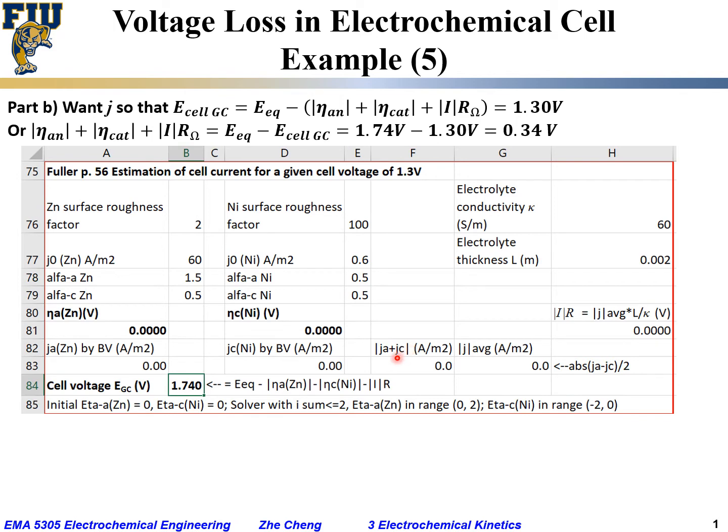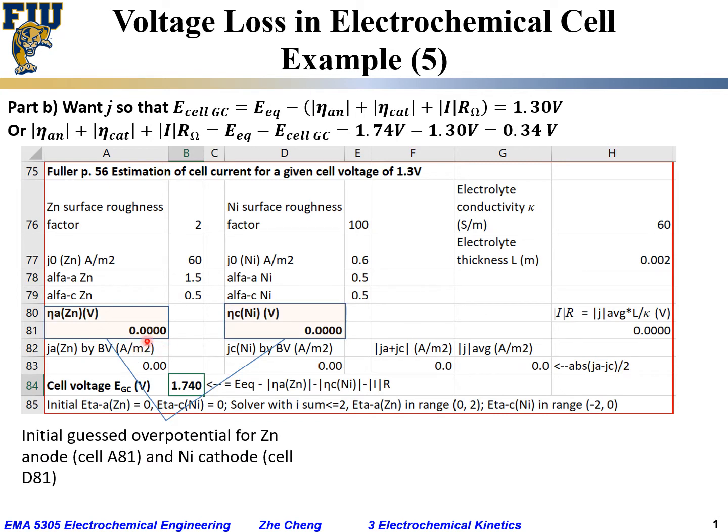And this cell F82, this cell calculate the summation of the zinc anode and the nickel cathode. But remember, one in principle should be positive, one in principle should be negative, and then we take the absolute value. Here it will be 0. And J absolute value takes the average would just be JA minus JC. You take absolute value divided by 2 and still is 0.